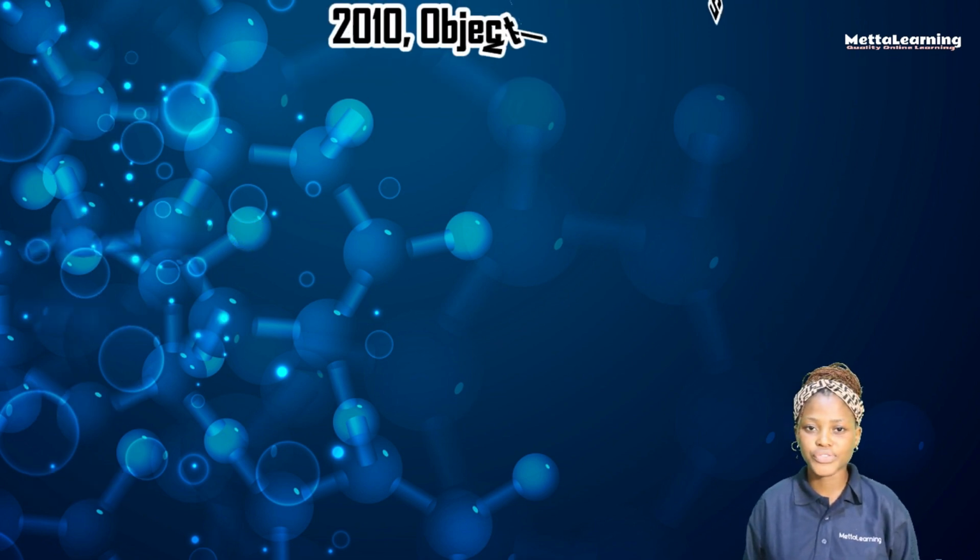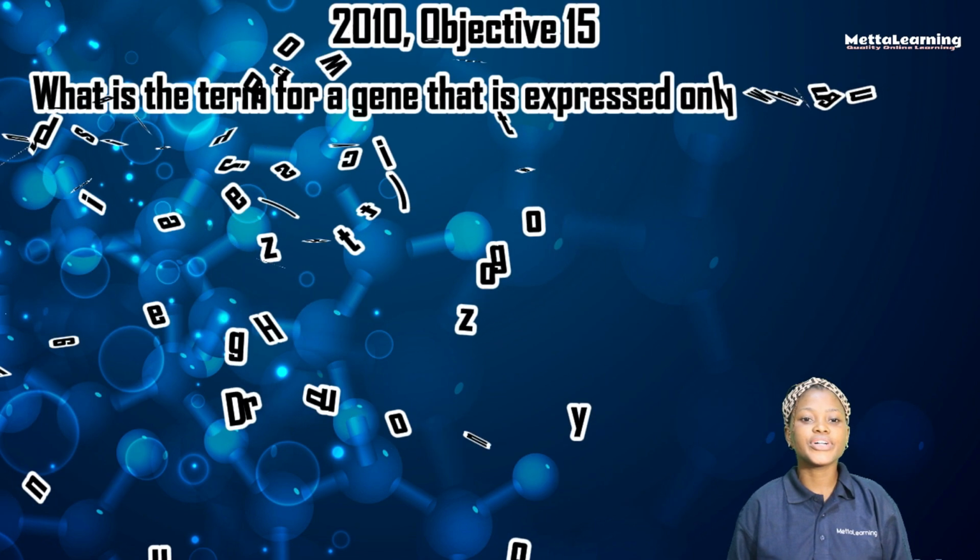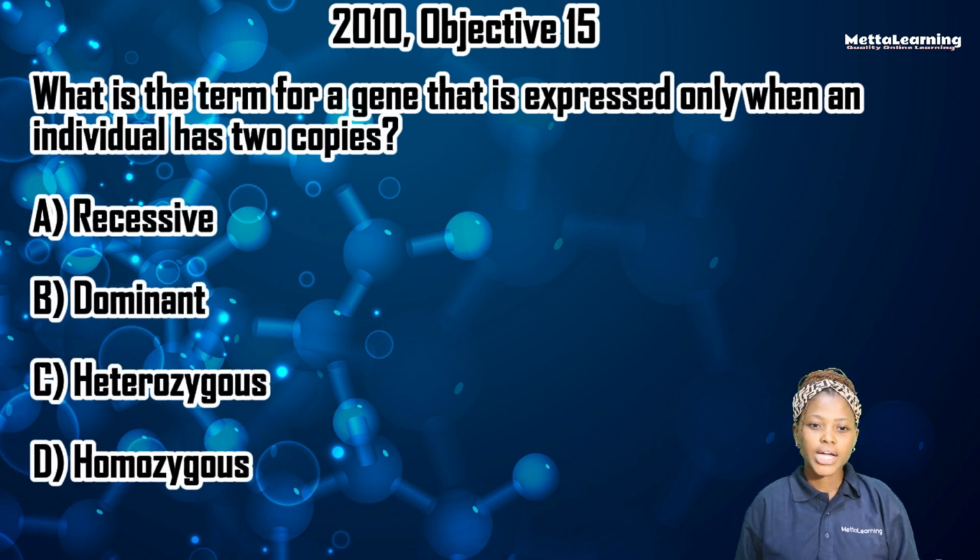2010 objective question 15. What is the term for a gene that is expressed only when an individual has two copies? Option A, recessive. Option B, dominant. Option C, heterozygous. Option D, homozygous. Option A, recessive, is the correct answer.